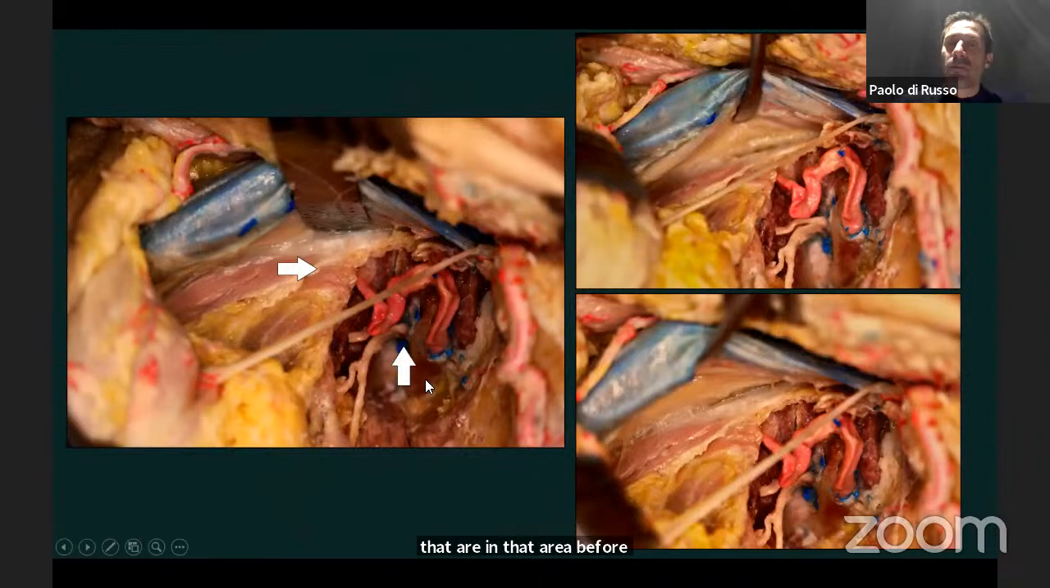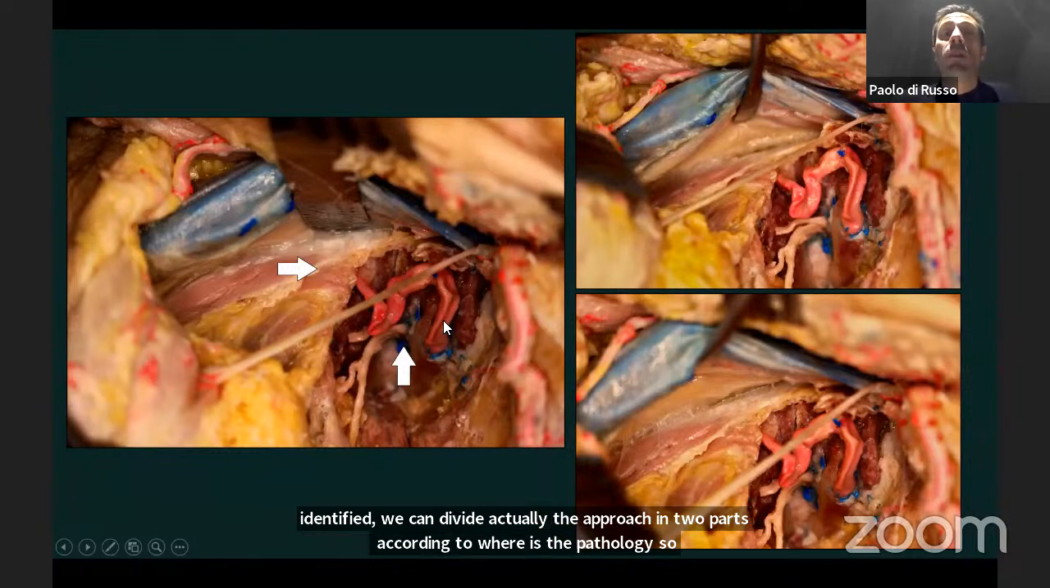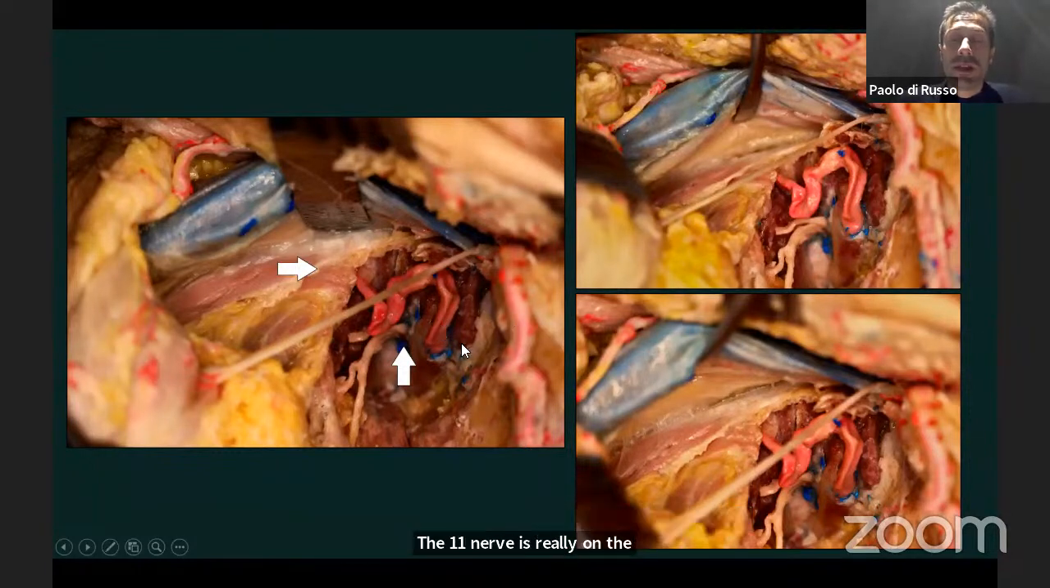At this point, once the vertebral artery is identified, we can divide the approach in two parts according to where the pathology is. The 11th nerve is really in the middle of our surgical field. So if we need to address a pathology at the craniocervical junction, we will go above the 11th nerve. If we need to go to the lower cervical spine and prevertebral space, we will go below the 11th nerve.